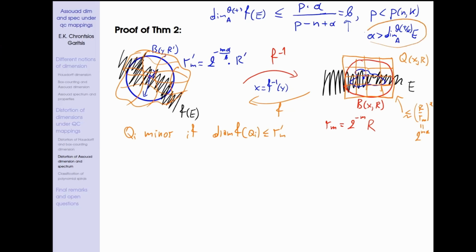Again, by just what alpha was defined to be, greater than the spectrum. So those cubes we can count and we can leave them alone. They are sets that have diameter at most this when we apply F. The major cubes are the ones that might be a problem, namely the cubes for which the diameters are more than R prime M. What do we do in this case?